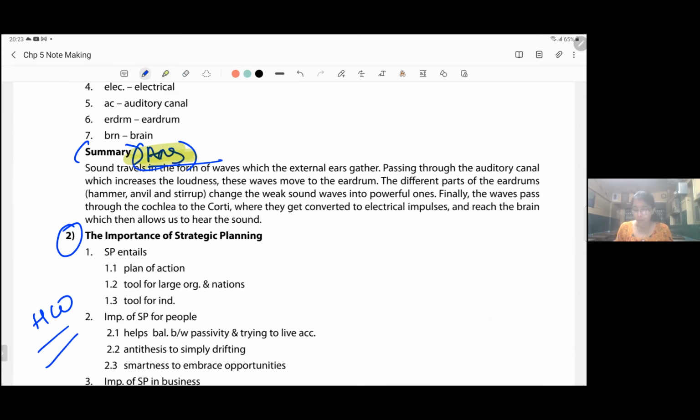Sound travels in the form of waves which the external ear gathers. Passing through the auditory canal, which increases loudness, these waves move to the eardrum. The different parts of the ear, that is hammer, anvil, and stirrup, change the weak sound waves into powerful ones. Finally, the waves pass through the cochlea to the corti, where they get converted to electrical impulses and reach the brain, which then allows us to hear the sound.